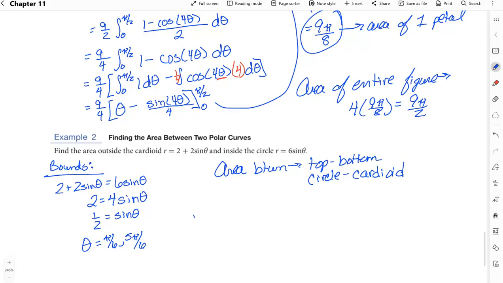So when we integrate, area is going to be 1/2. We're integrating from pi over 6 to 5 pi over 6, and it's going to be the circle, which is 6 sine of theta, minus the cardioid, which is 2 plus 2 sine of theta. And remember, we're thinking about the area of a sector, so we are squaring both of those R values.